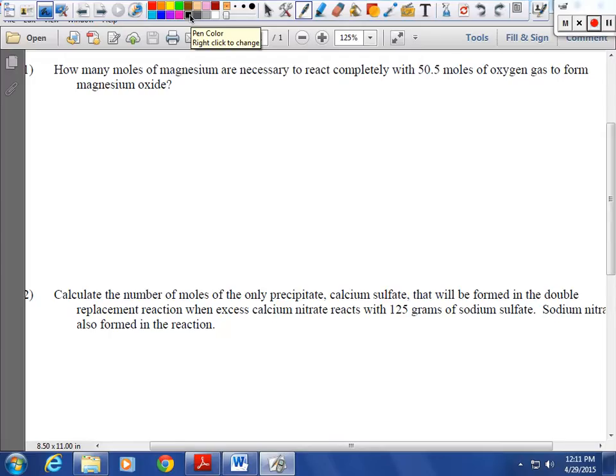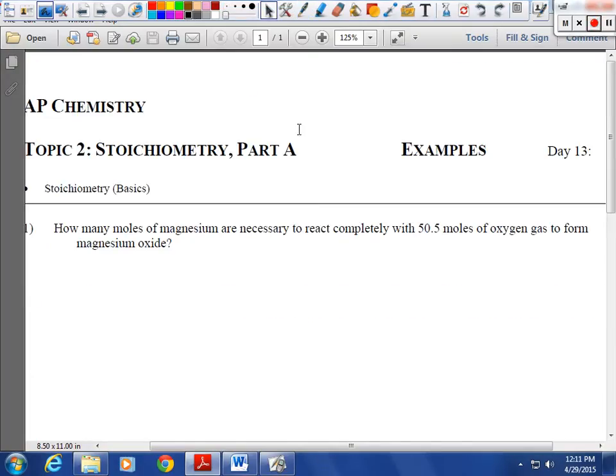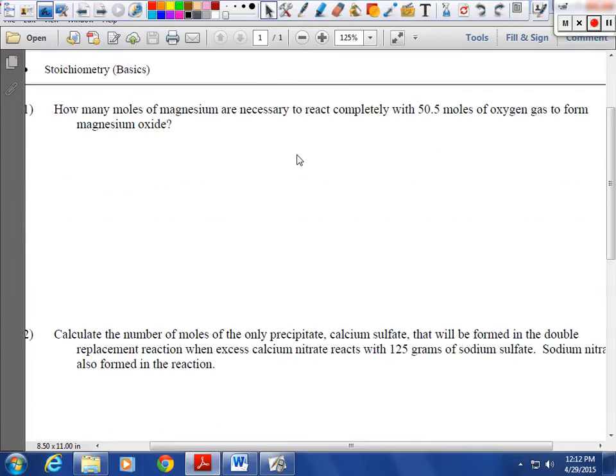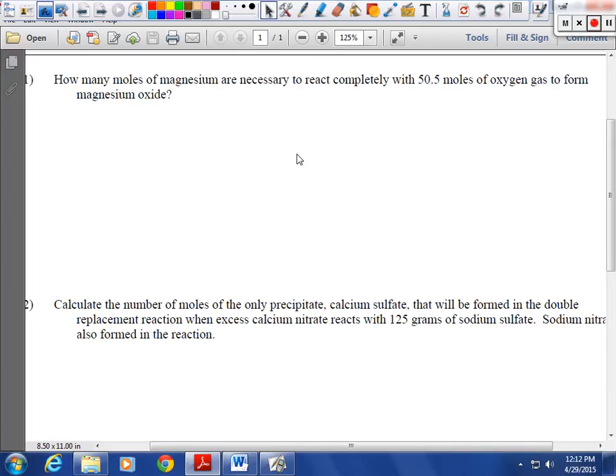Now, in the top left-hand corner, what do you see? No. Top left-hand corner. AP Chemistry. So you're doing an AP Chemistry worksheet. Okay? So I'm just trying to explain to you that this is all possible. You just kind of have to read it a little bit differently.